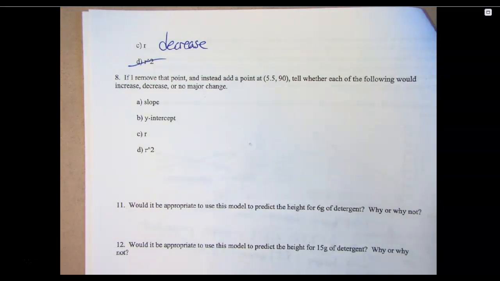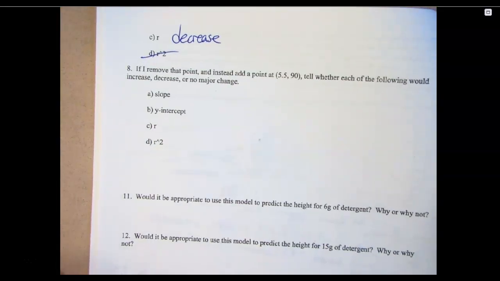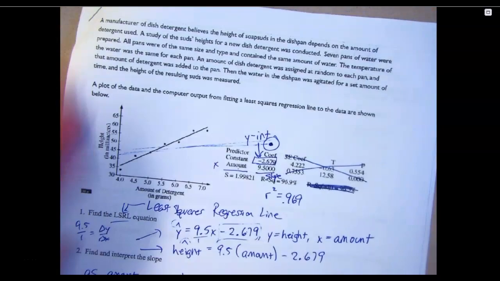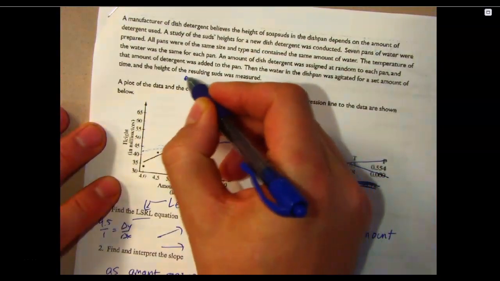Alright, so remove that point, so it's gone now. I'm not adding a second point, we're pretending that the first point didn't exist. I'm going to put a point at 5.5, 90. That point is way up here.